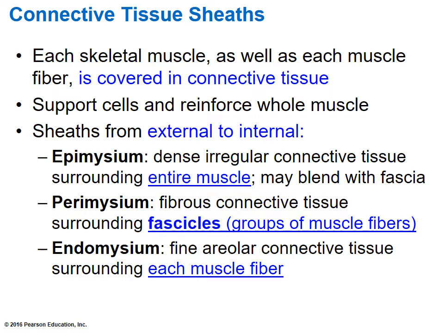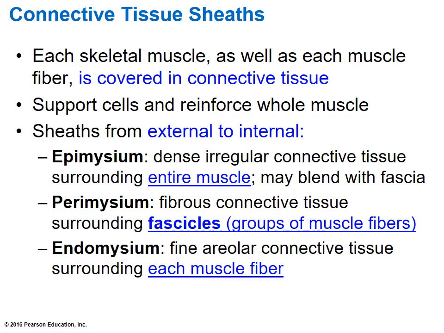And the way it's going to work is that the external one, the one that's going to be on top, is going to be called epimyosin. It is going to be composed of dense, irregular connective tissue. It's going to wrap itself around the entire muscle, so it's right on the surface, and it will blend in with the rest of the fascia or connective tissue within the organs as it's embedded within the body itself.